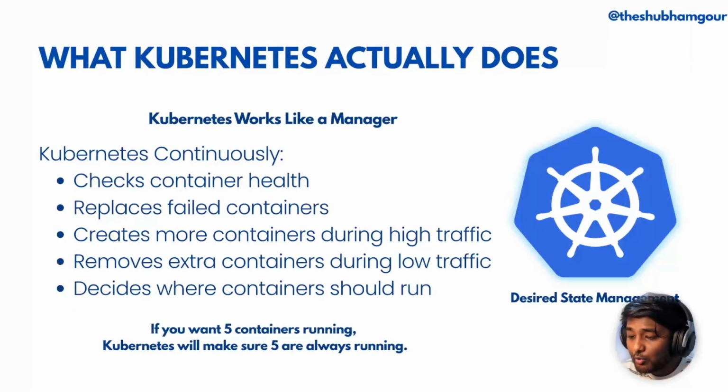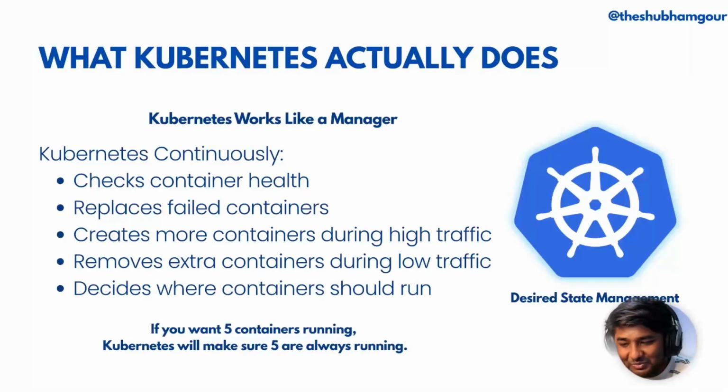Now, what does Kubernetes actually do? You can think of Kubernetes as a very smart manager of yours. It continuously monitors the entire infrastructure and keeps checking: are the containers healthy? Did any container crash? Is the traffic increasing? Or are the servers overloaded? Based on this, Kubernetes takes automatic actions. Let's take an example to understand. If traffic suddenly increases, Kubernetes can automatically create one more container. If the traffic decreases, Kubernetes removes the extra containers and saves the resources.